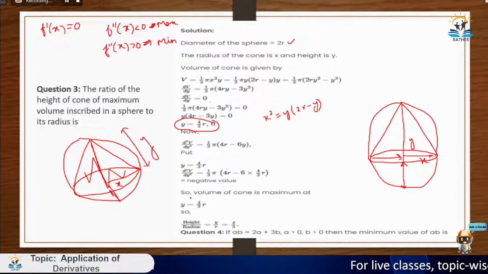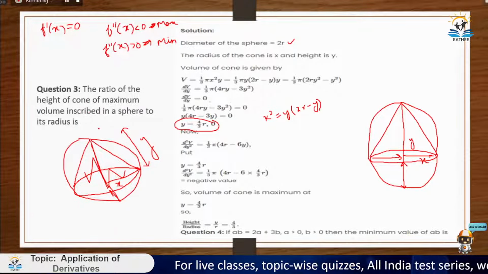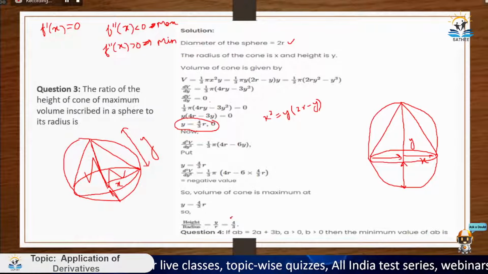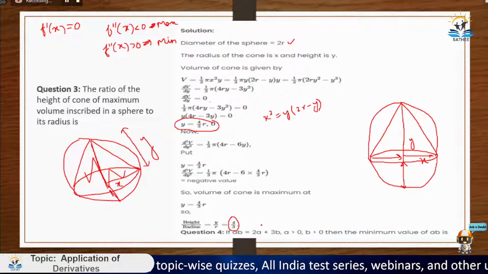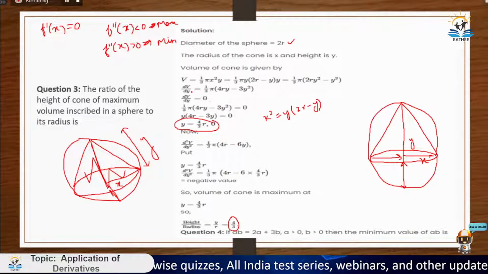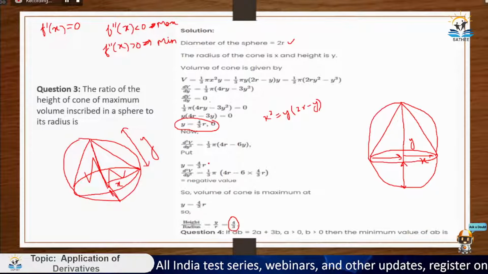So I calculated the value of y for which my volume of cone is maximum, and what I am asked is the ratio of the height of the cone of maximum volume to the radius. So it is y by r. So 4 by 3 is my right answer to this question. Okay. I hope it is understood. It was not tough. Just first change it into one variable and then calculate the respective differentials. From there you will get your answer.